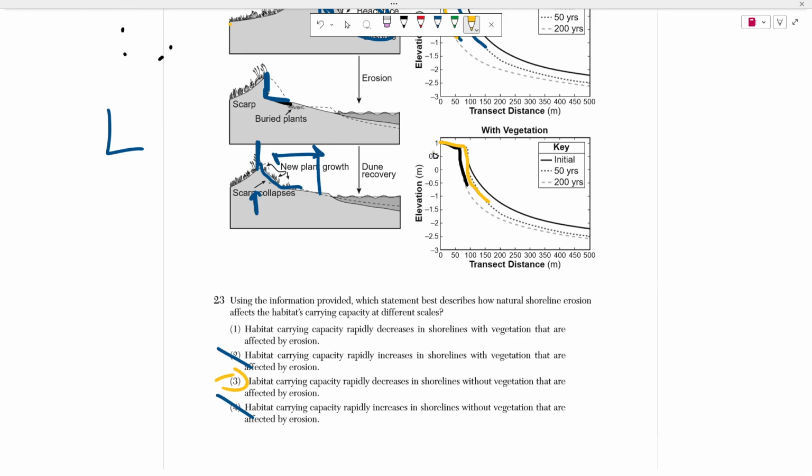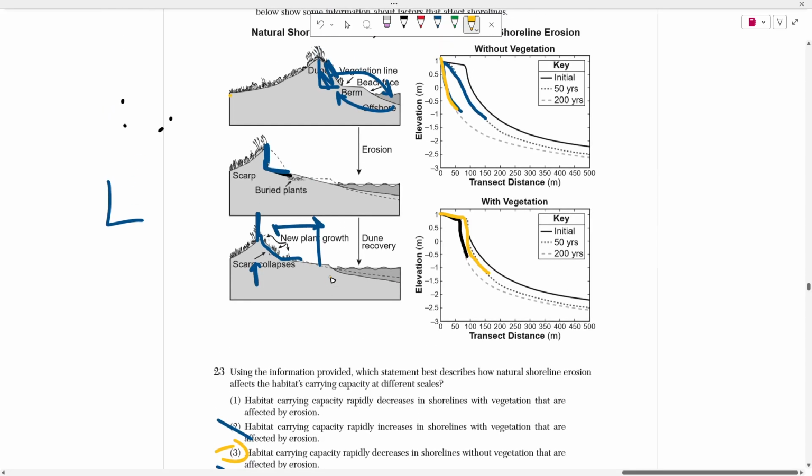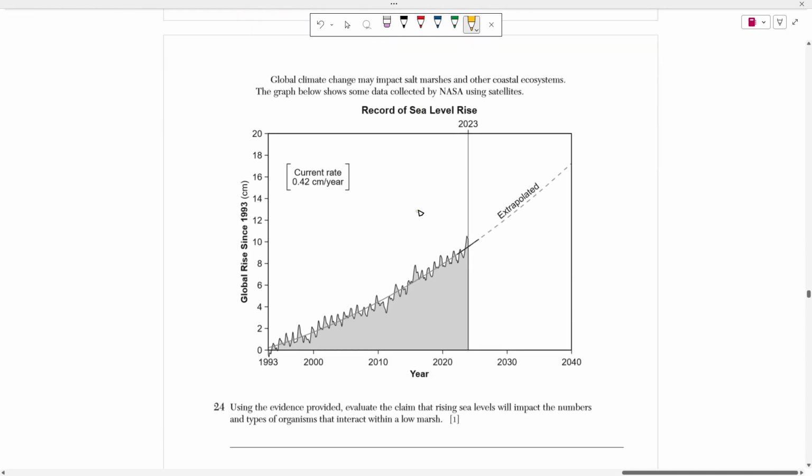Without vegetation, the elevation rapidly decreases, the transit distance rapidly increases, right? So now you're moving inwards at a greater distance. So now there's even less land for all of these plants to live on, and as a result, less can live on that land. So the carrying capacity will decrease, okay?